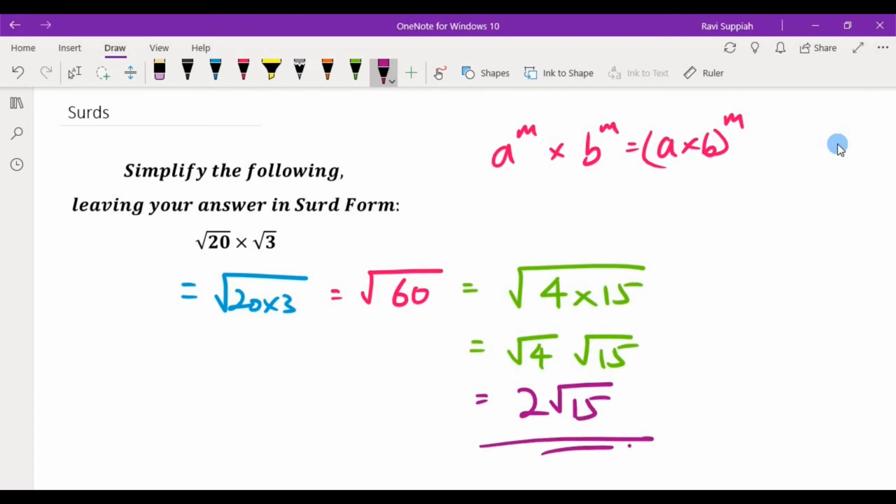So as you can see, the first step was to actually combine the terms together and then look for factors where you know that you can do a square root and get a whole number. And from there we can get the final answer. So that is how you approach Surds questions.